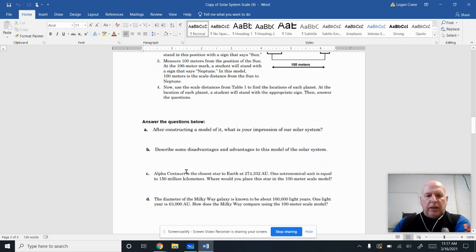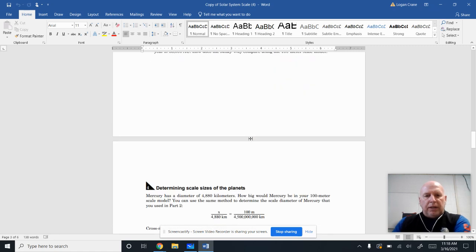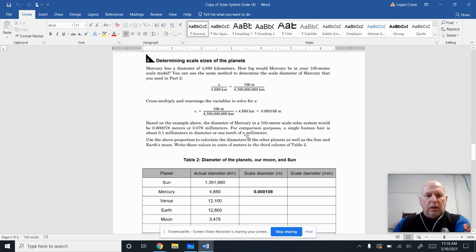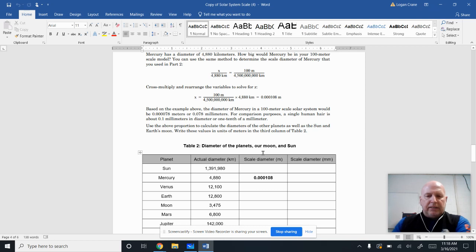Now, we'll answer these questions right here on Wednesday or Thursday. I don't remember what day I have set aside for that, but don't worry about those right now. Let's go to part 2 of our determining scale sizes of the planets. So now we did distances yesterday, so distances from the sun over to Neptune, and put that on our football field where you think it would be on the football field. Today we're going to do diameters, scale diameter. How big is the planet itself?